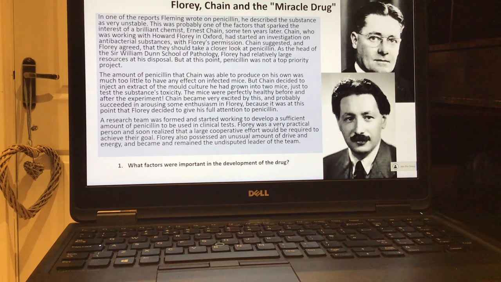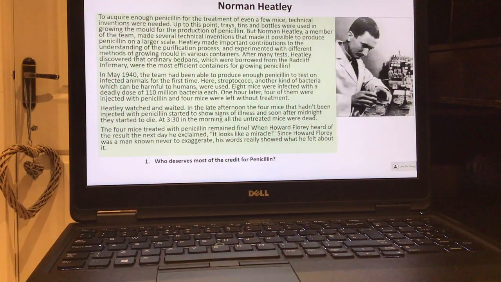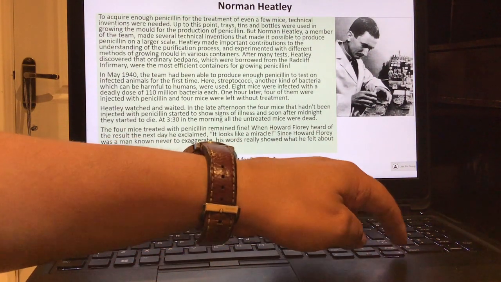And there were factors that were important in the development of the drug, which were these two individuals, because they were very, very clever and very intelligent scientists. And there was also teamwork as a factor, and also technology and how much technology they were using, and constant practice. Another one on Norman Heatley, which you don't really need to know. This is the 9+ level. So please, again, press pause if you want to read it. It gives you a bit more of an interest, a bit more detail into the story, and have a go at the question if you want to.